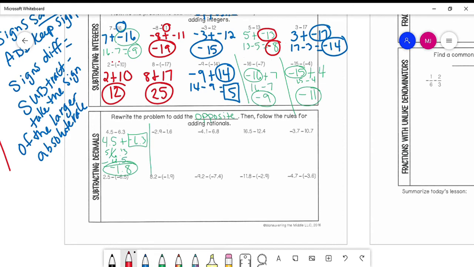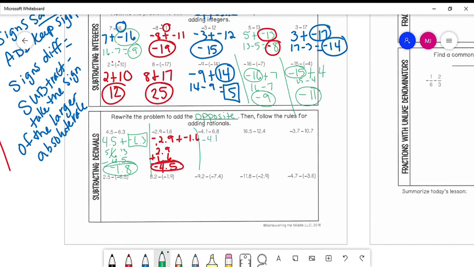Next, keep the first number, add the opposite. Signs are the same. If the signs are the same, add them. They're both negative, so our answer is also negative. It's kind of like if you owed me $2.90 and you owe me another $1.60, how much do you owe me altogether? You would owe me $4.50.